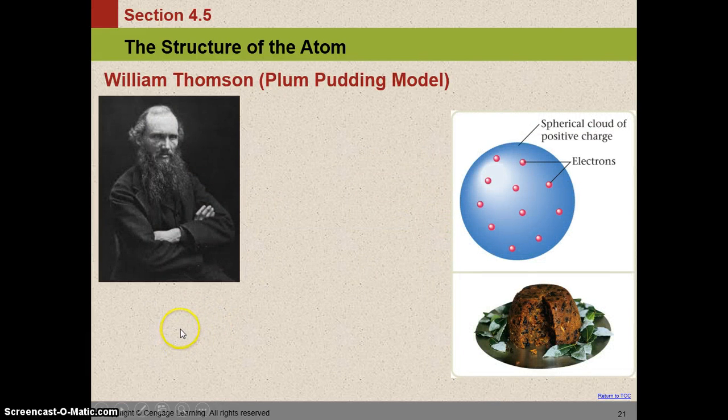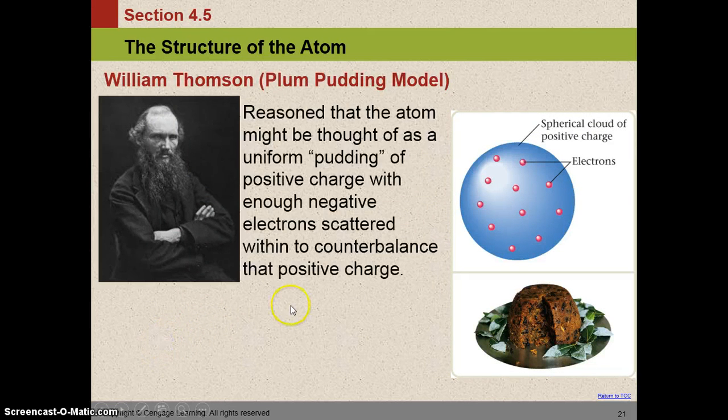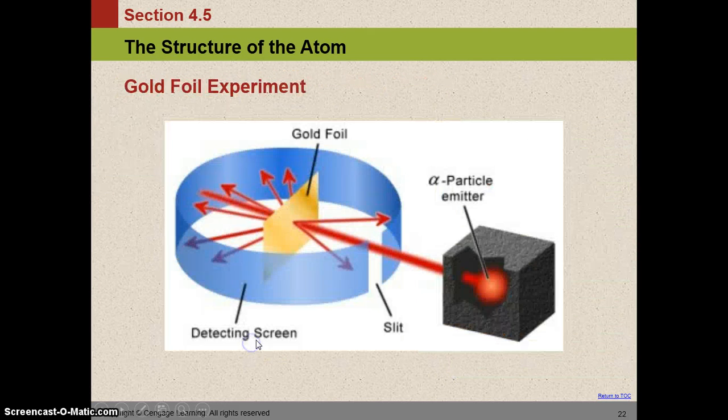Then a little bit later, William Thomson came along. He is famous for the plum pudding model. He thought that there were positive and negative charges, and that this positive charge mass was sprinkled throughout with electrons, with an equal spreading out of the electrons, just like there would be plums in plum pudding, and that actually allowed for the counterbalance of the positive charge, so the overall charge was negative.